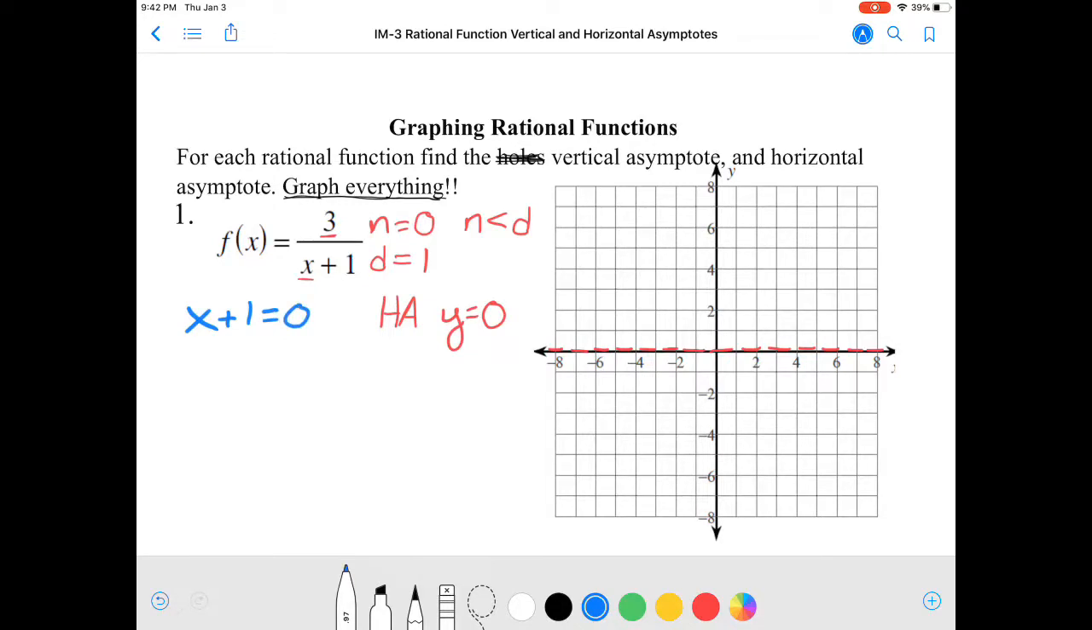We're going to subtract 1 from each side so we can get the x by itself. And we're going to be left with x equals negative 1. Now we can draw in our vertical asymptote at x equals negative 1. And that's all I want you to do for this problem. We will come back to this worksheet once we learn more about the holes and how to draw the graphs.